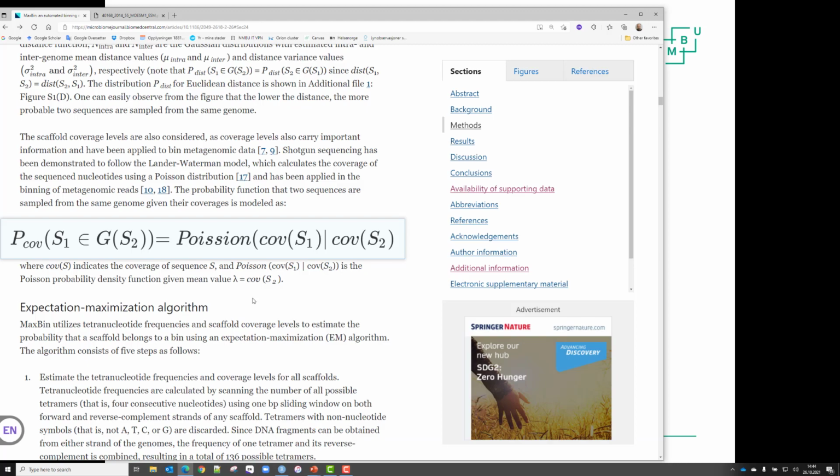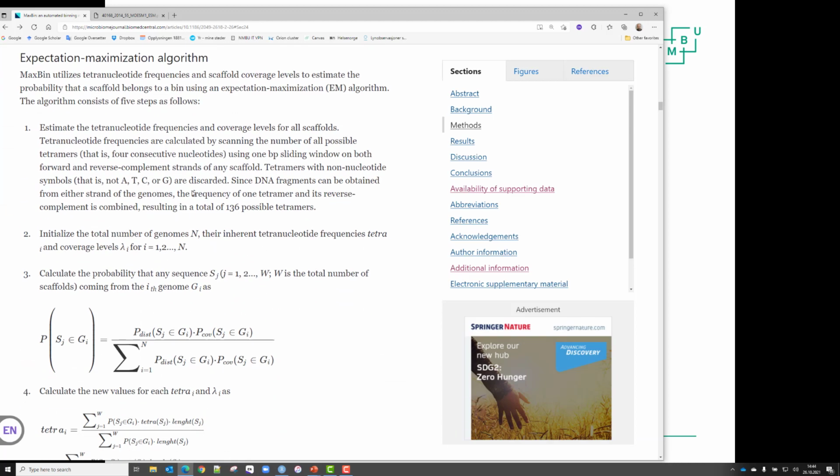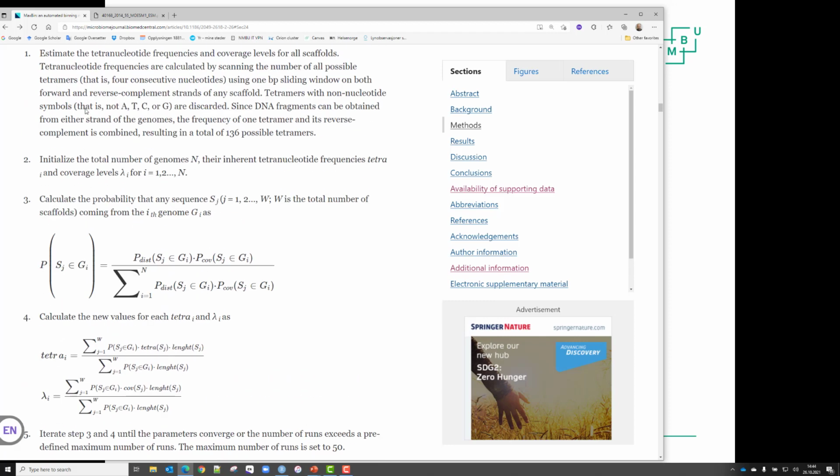Fairly straightforward, I would say. And then the very last thing is to understand this EM algorithm. That's rather a big topic, so let's just briefly look at it. And here we have it as a 5-step procedure.